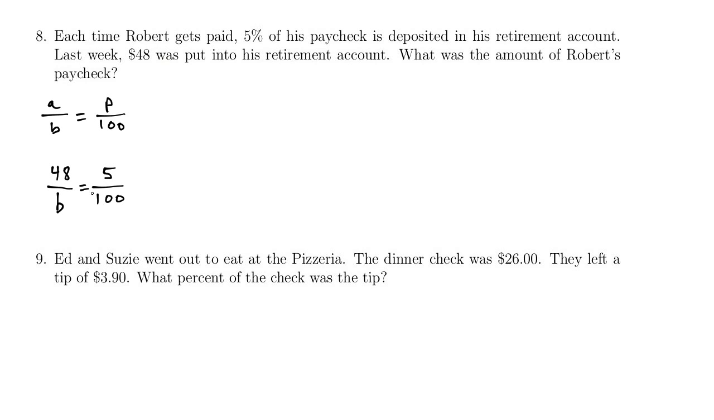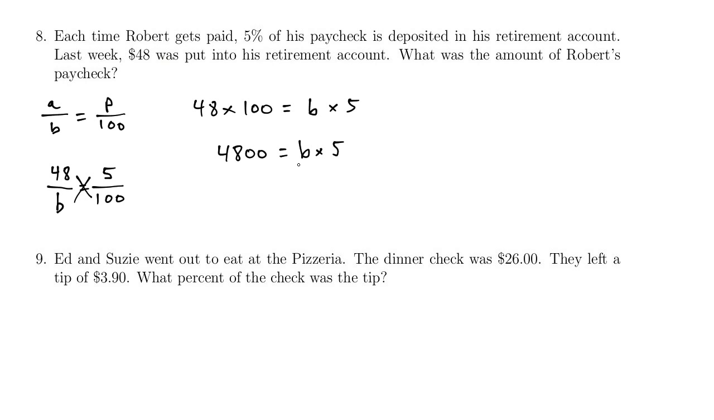Now we're going to figure out the base, so let's cross multiply. So 48 times 100 on one side, and then B times 5 on the other side. So 48 times 100 is going to be 4,800, equals B times 5.